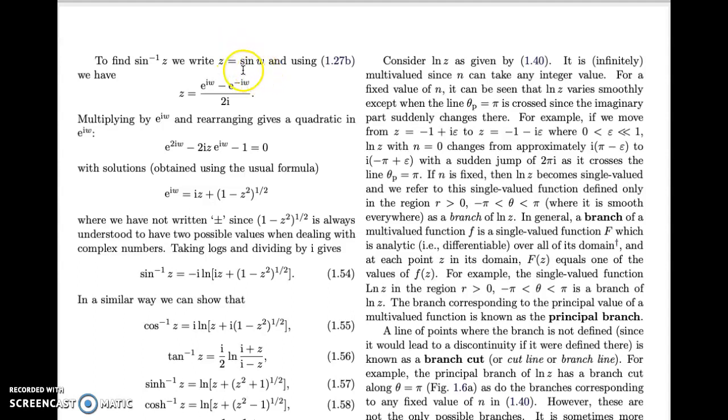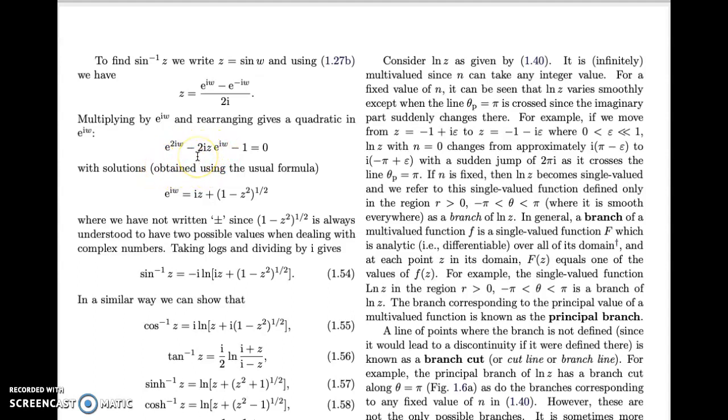You should use the definition of sine w, which 127b tells us is e to the iw minus e to the minus iw over 2i. And then we simply rearrange this to get w as the subject, and then w has to be inverse sine of z. So if we multiply this equation by e to the iw and then rearrange, well, you can see what happens. We get e to the 2iw minus 1 divided by 2i, and then we've got z times e to the iw. Rearranging that gives you a quadratic in e to the iw. So we just use the normal quadratic formula for that.